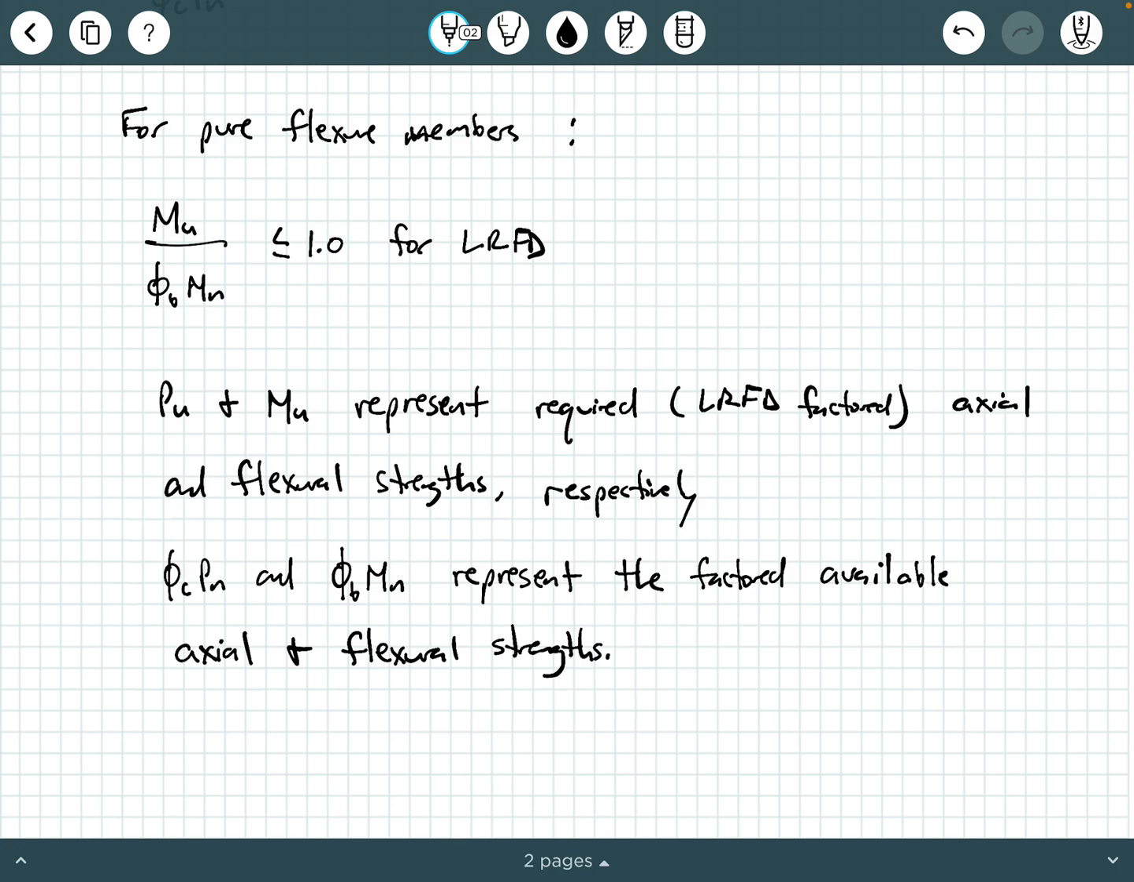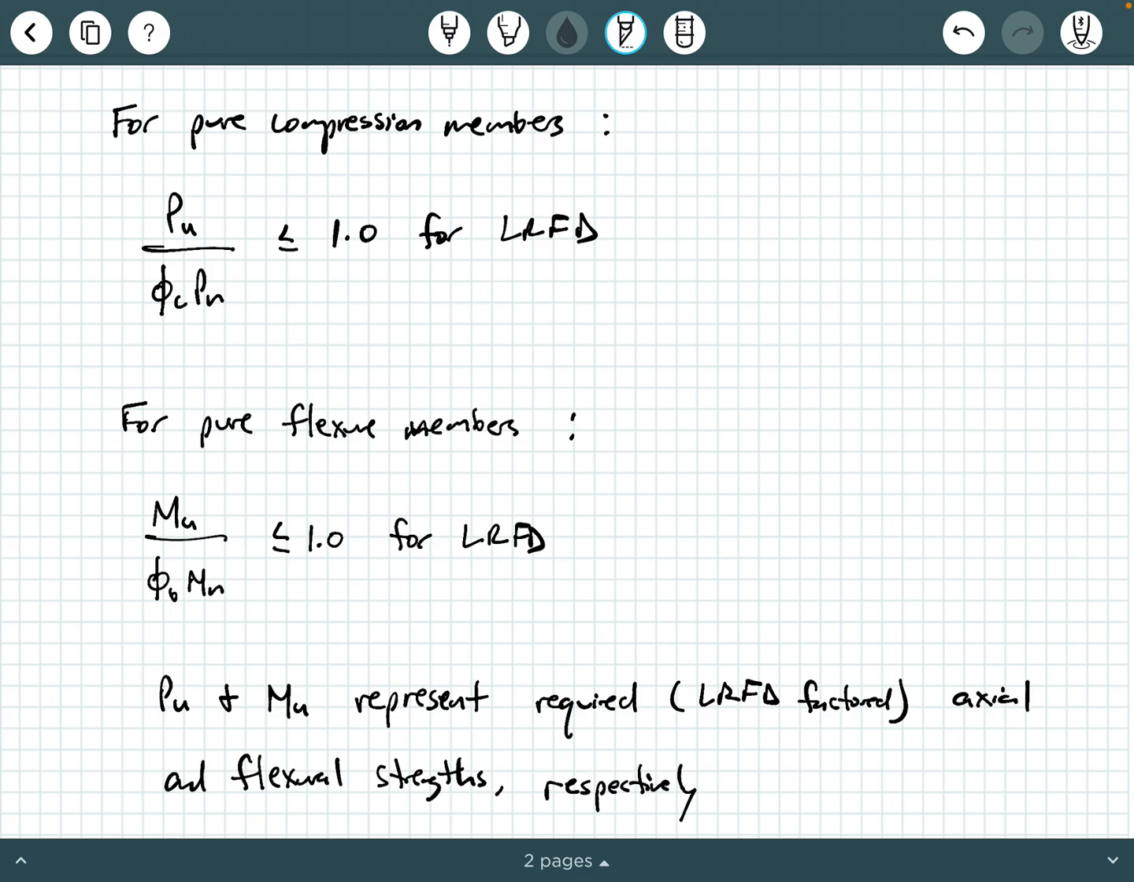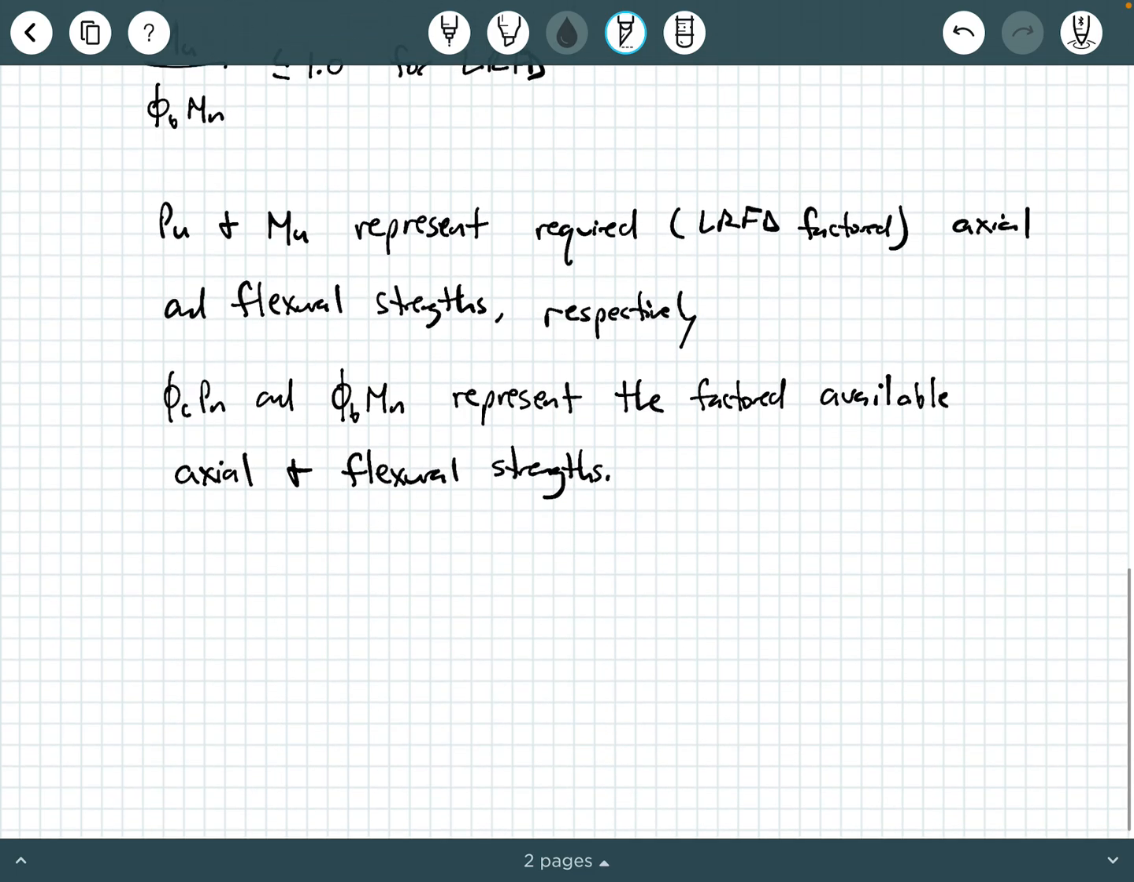Specifically, this phi C value is the LRFD resistance factor for axial compression when dealing with steel members, and phi B is the LRFD resistance factor for bending when dealing with steel members. That's for pure compression and pure flexure. Now, what happens when you have a member subject to both compression and flexure? That's where we start talking about this idea of a beam column.